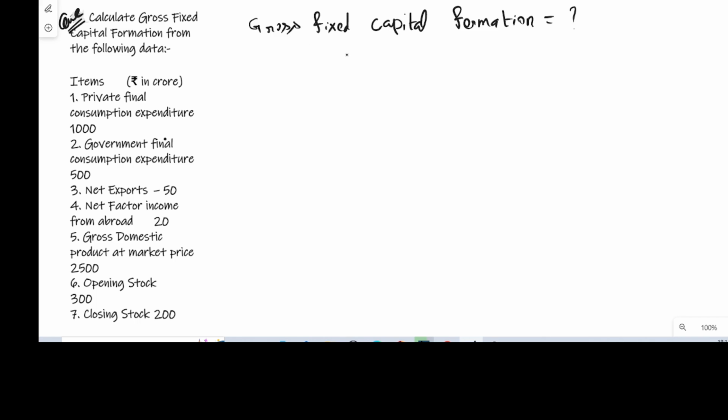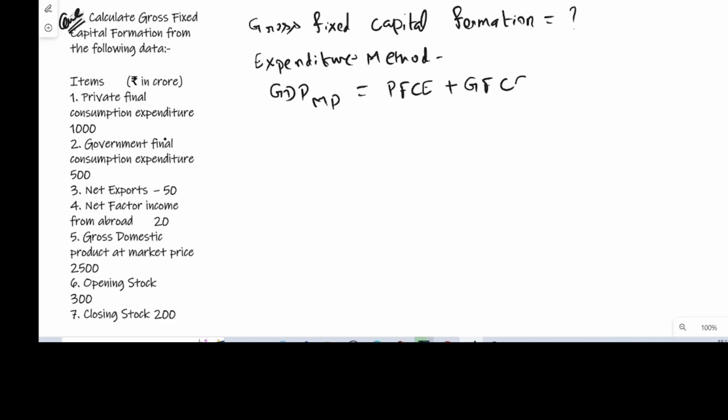I think you remember that when we use the expenditure method, in that method we have the formula GDP MP equal to private final consumption expenditure plus government final consumption expenditure plus gross domestic capital formation plus net exports or exports minus imports.